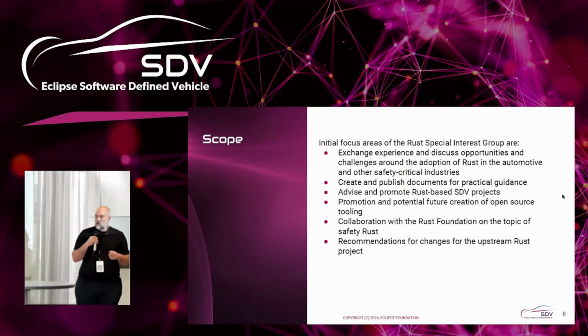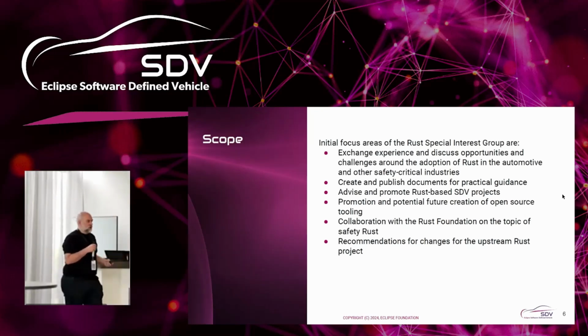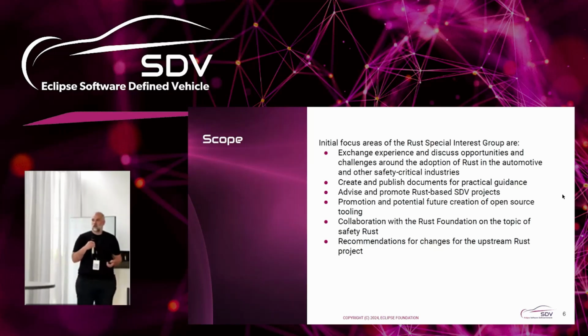So this is the thing that I wrote as a scope to the email, to the Eclipse SDV email list. And I'd like to go through that just very quickly. As focus areas initially we defined, and I'd like to work on that also during these 2 days, the first focus point: exchange experience and discuss opportunities and challenges around the adoption of Rust in the automotive and other safety critical industries. This is particularly an edit that we made. Automotive first, but experience from other safety critical industries where it's useful are more than welcome.